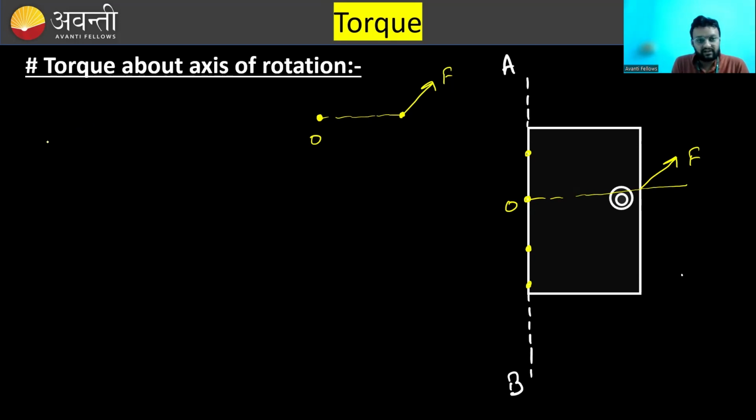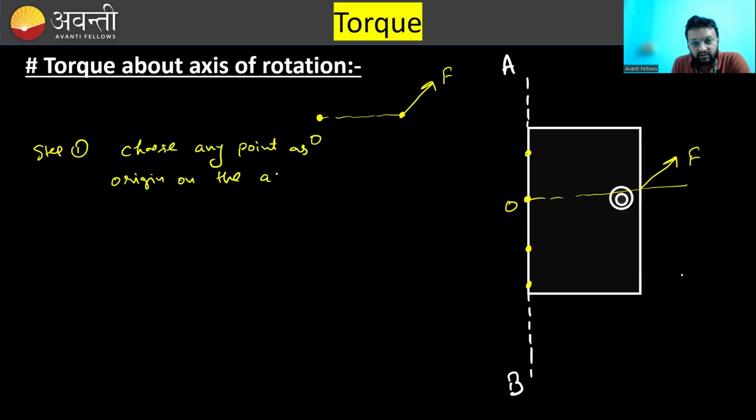First step is, what is step one? Choose any point as origin on the axis of rotation. Clear? First step is clear. Any point, you can choose any point. Second step is calculate the torque of the force about that point.